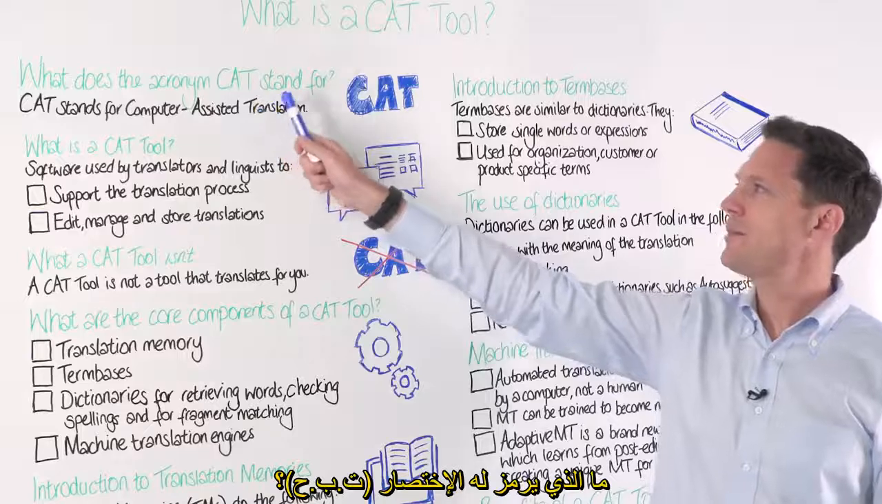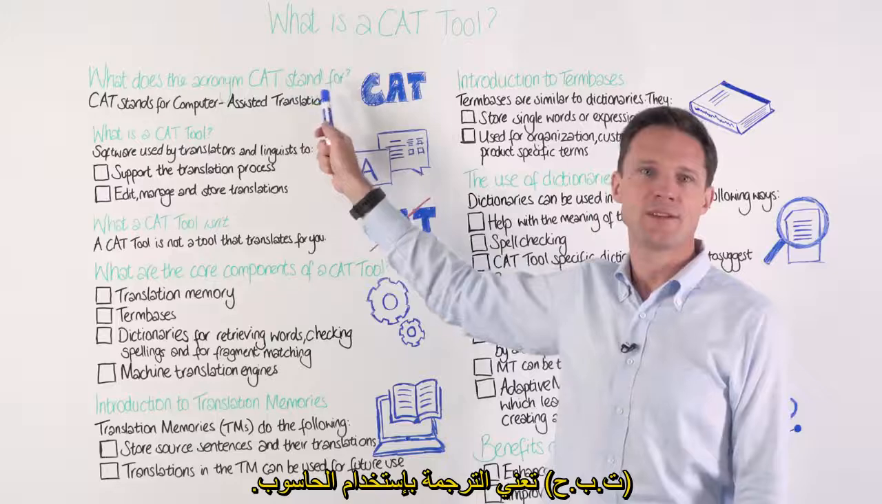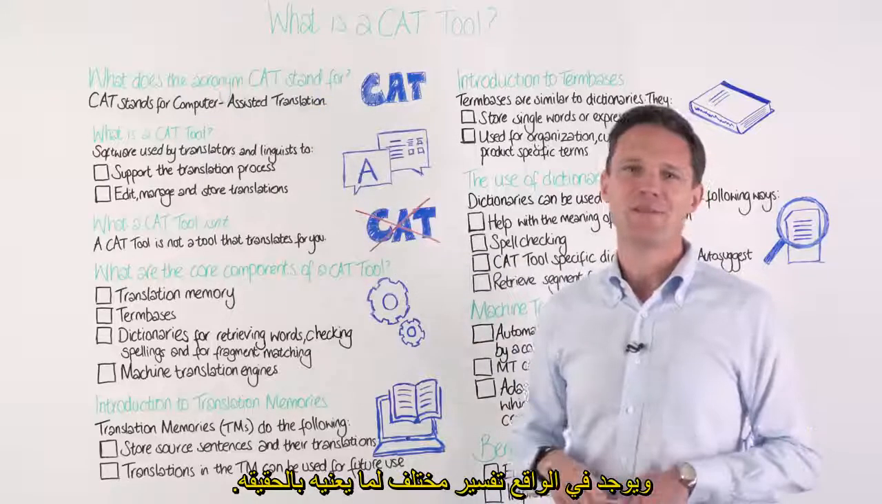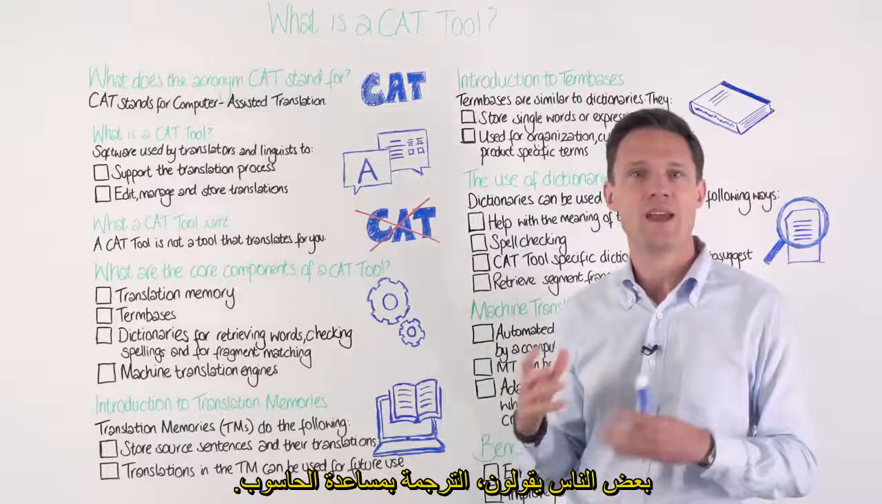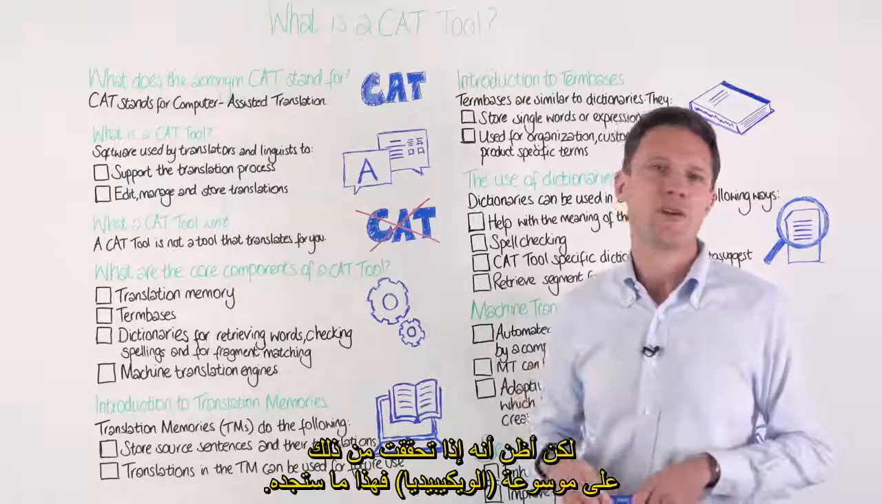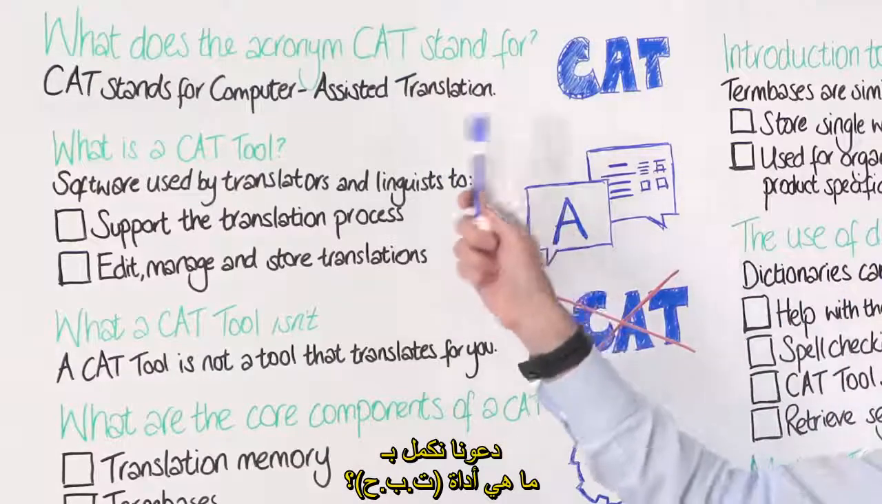What does the acronym CAT stand for? CAT stands for Computer Assisted Translation. And there's actually a different explanation for what it means. Some people say computer aided translation, but I think if you check out Wikipedia, that's what you'll find. Let's carry on. What is a CAT tool?